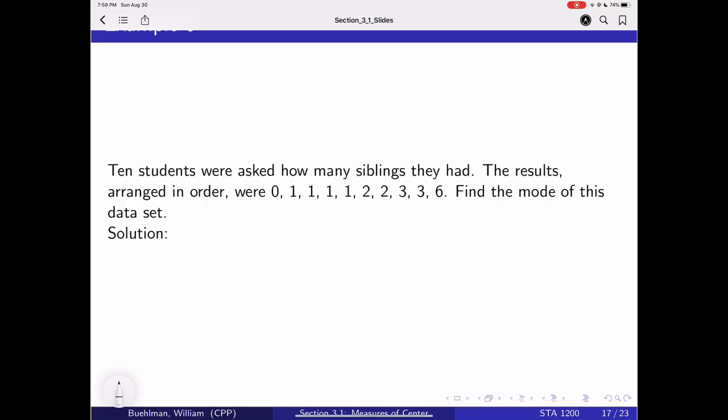So here we're going to do another example. So this is example 6. 10 students were asked how many siblings they had. The results that are arranged in order were 0, 1, 1, 1, 1, 2, 2, 3, 3, and 6. Find the mode for this data set. So we're looking at this data set and we go, okay, which number appears most often? The number that appears most often is 1. Mode is 1.